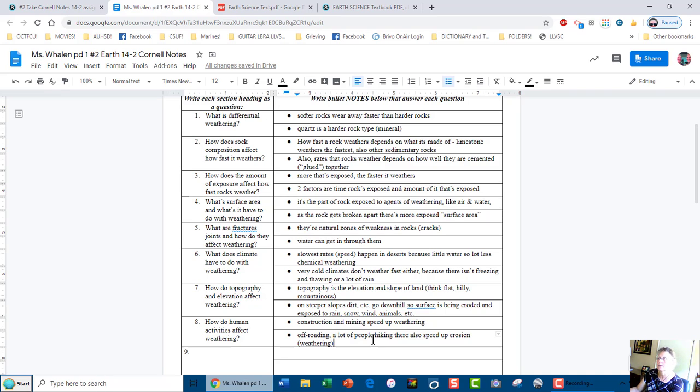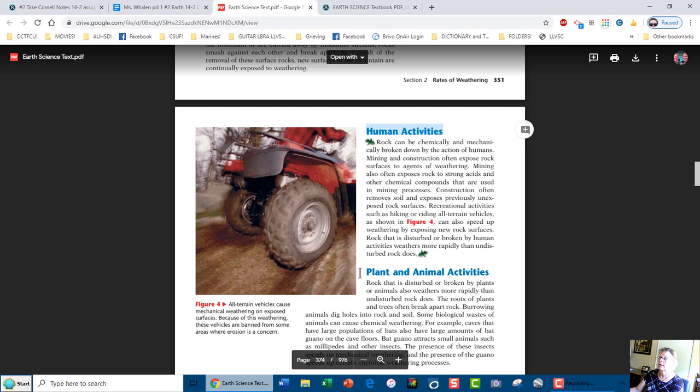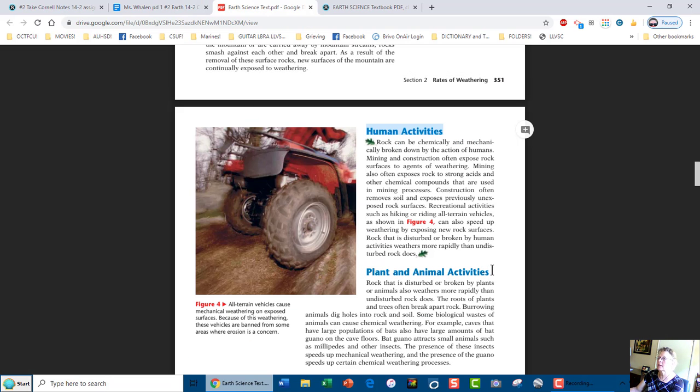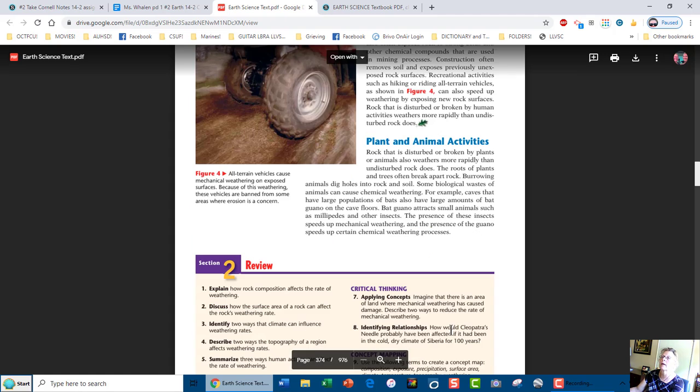So, okay, next heading. I think we're on our last one. Yes, plant and animal activities. So that's going to have to do with digging. Even though this is natural, it's still part of studying weathering and what causes it. So let's read a little bit about this. Take just a few minutes and read this and write some notes, and I'll do that.